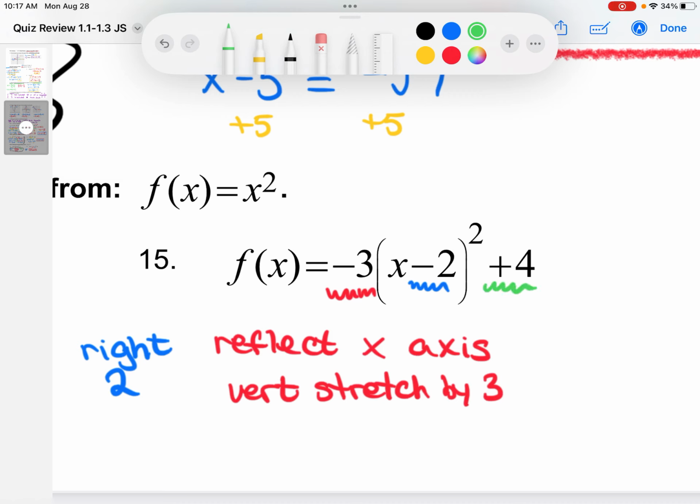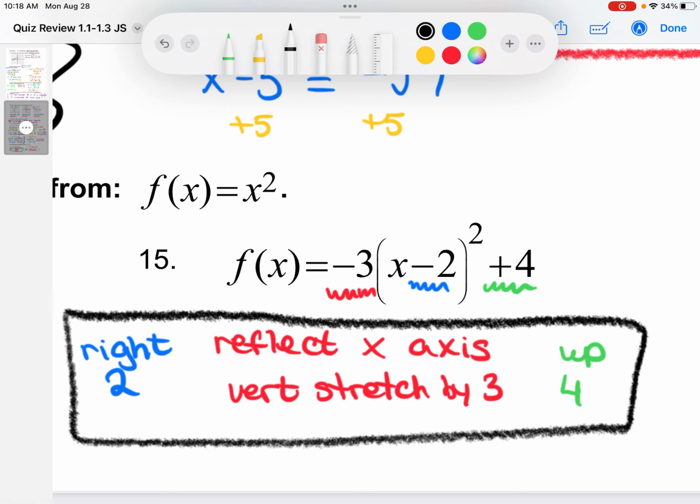And then this plus 4, add and subtract come last. The plus 4 is added. That's an up and down. So that goes up 4. And here are your transformations.